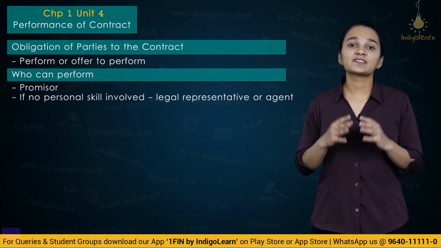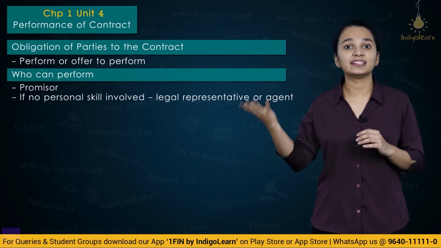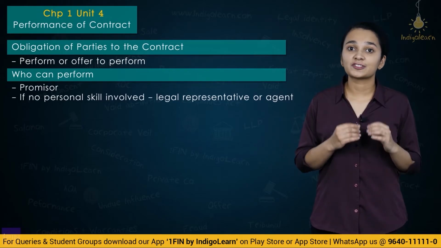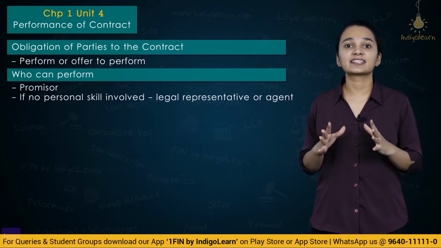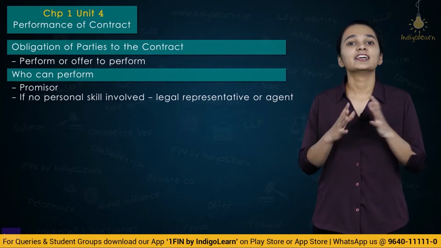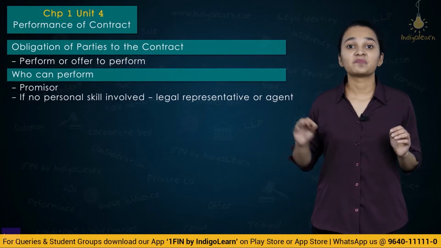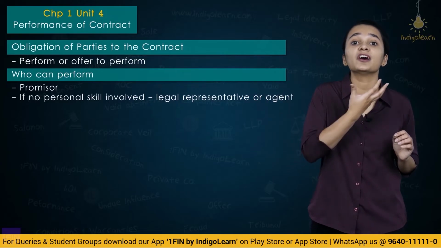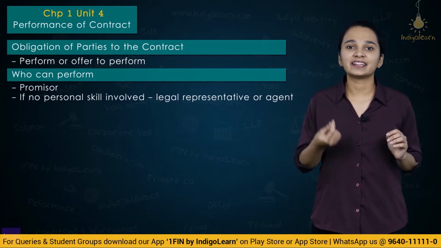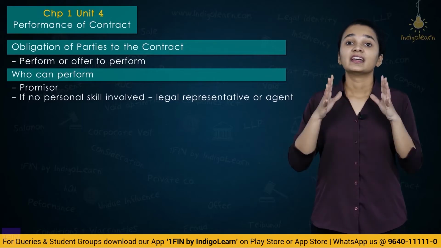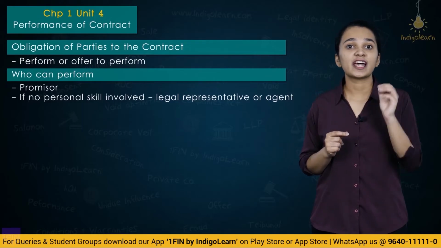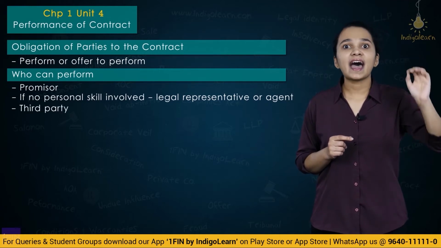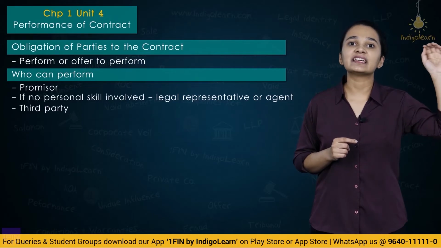Legal representatives, in case of the death of the promisor, it is the legal representative who will have to make the performance. And if the contract is based on personal skill and intelligence, then in that case, as soon as the promisor dies, the contract also comes to an end. And legal representatives are bound to perform only to the extent of the property which they have inherited from the promisor. And apart from this, we have also understood that in certain situations, some third party makes the performance and this performance of the third party is accepted.